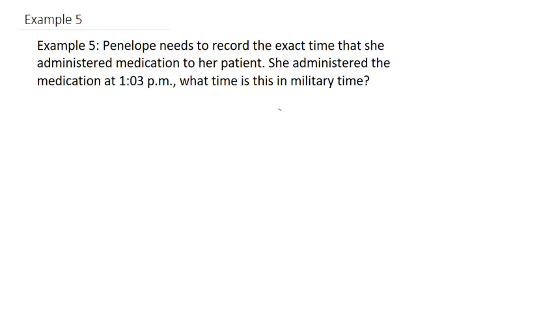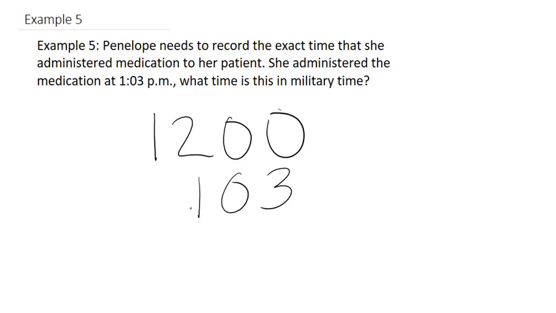Example 5. Penelope needs to record the exact time she gave medication to a patient. She gave it at 1:03 p.m. What time is this in military time? So, first we notice that this time is an afternoon. So that means we're going to be adding 1200 to the time. So, let's write down 1200. Next, we have 1:03. So let's put this below. So we put the 3 first, the 0, the 1, and then we're going to add that 0 because it's military time.